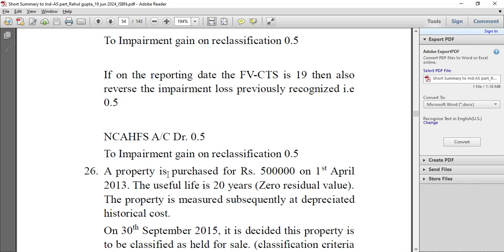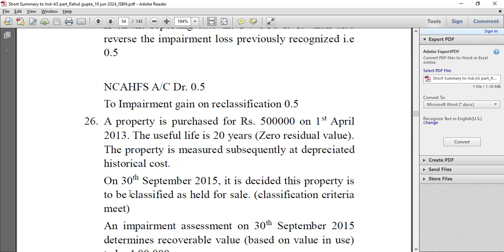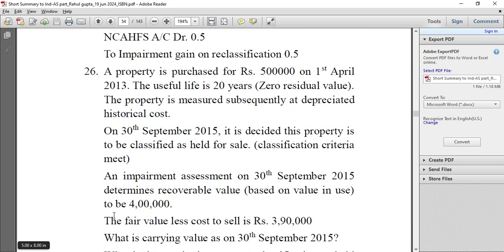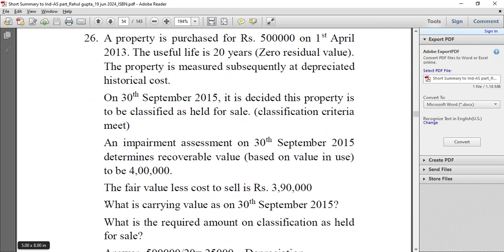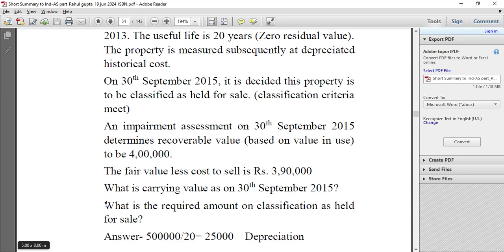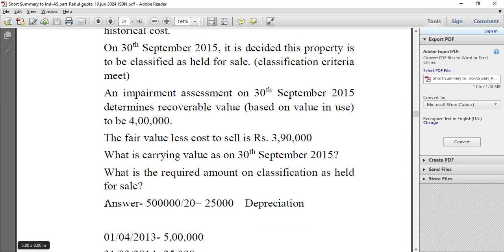A property is purchased for 5 lakh on 1st April 2013. The useful life is 20 years, zero residual value. The property is measured subsequently at depreciated historical cost. On 30th September 2015, it is decided this property is to be classified as held for sale. Classification criteria met. An impairment assessment on 30th September 2015 determines recoverable value based on value in use to be 4 lakhs. The fair value less cost to sell is 3 lakh 90,000. What is the carrying value on 30th September 2015? What is the required amount on classification as held for sale?